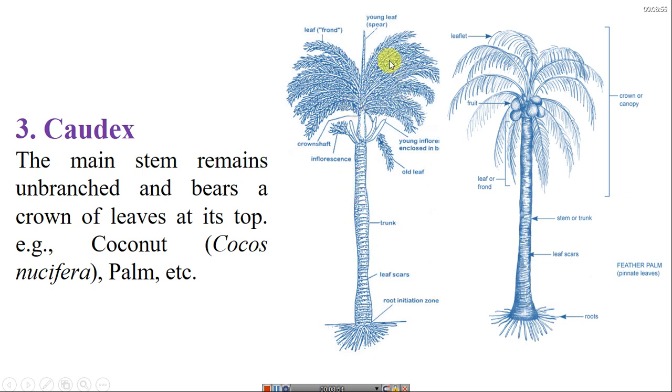And at the top of the stem, it bears a bunch or crown of leaves. Okay, and here itself it bears inflorescence and fruits, other things. So at the top of this kind of stem there is a crown of leaves, but the main stem remains unbranched. On the trunk of these trees, or the main stem, you see scars of the leaves. As the tree grows and older leaves fall off, they leave a scar on the main trunk.